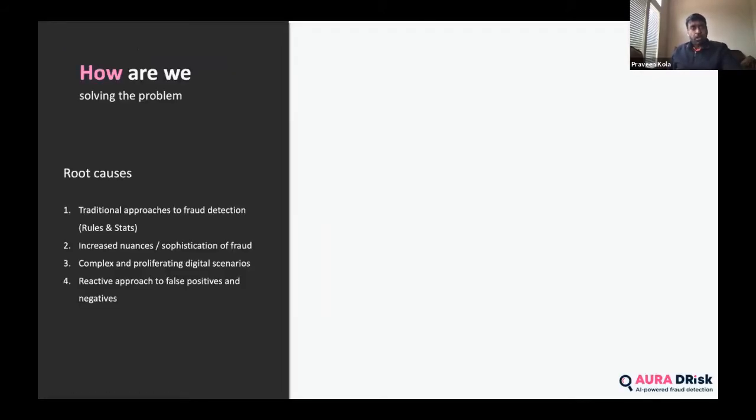Now, how are we solving this problem? First, in order to solve the problem, we need to understand the root cause. The traditional approaches are not helping. The fraudsters are actually using AI to commit fraud. And with many digital scenarios, because of the pandemic, and now we are also buying groceries online, a lot of that brings a lot of challenges with false positives and negatives.